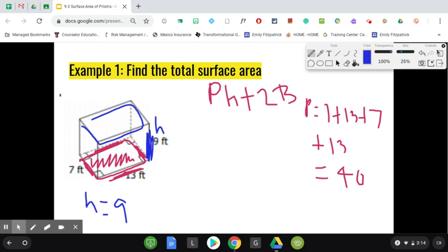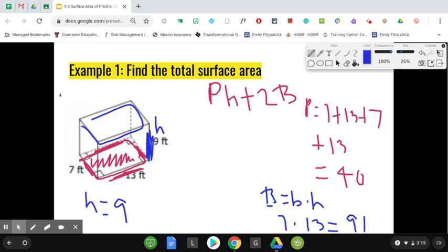Okay, now we need the big B, the area of the base. So the base is a rectangle. And to find the area of a rectangle, we just do base times height. So to find the big B, we have to do 7 times 13. Let me type that into my calculator real quick. 91.